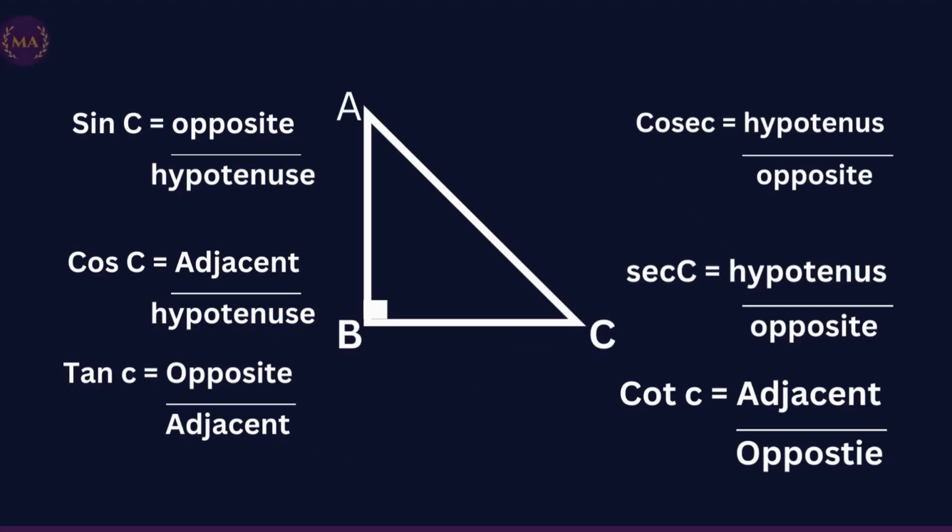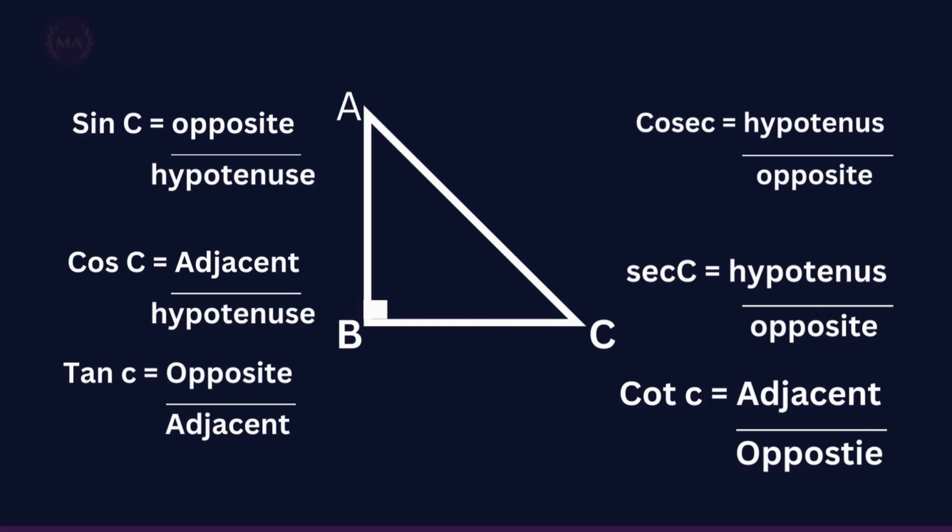Then you have three more. The inverse of sine is cosec, the inverse of cos is sec theta, the inverse of tan is cot theta. So these are the 6 trigonometric ratios that we will be learning in detail. And even the formulas are here. Sine is opposite upon hypotenuse, cos is adjacent upon hypotenuse, tan is opposite upon adjacent, tan is also written as sine upon cos.